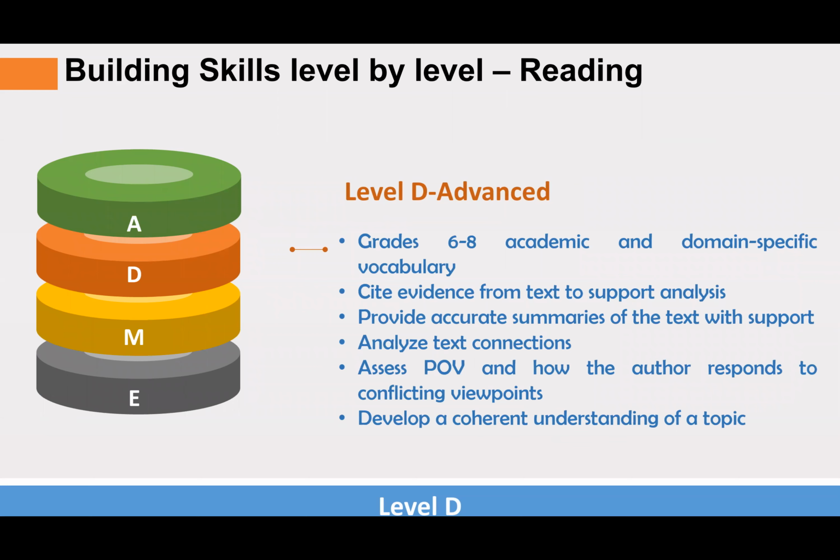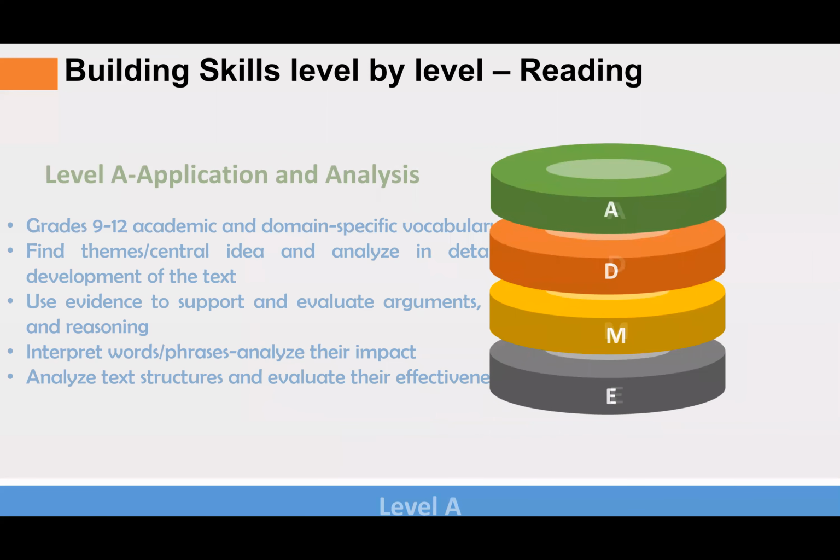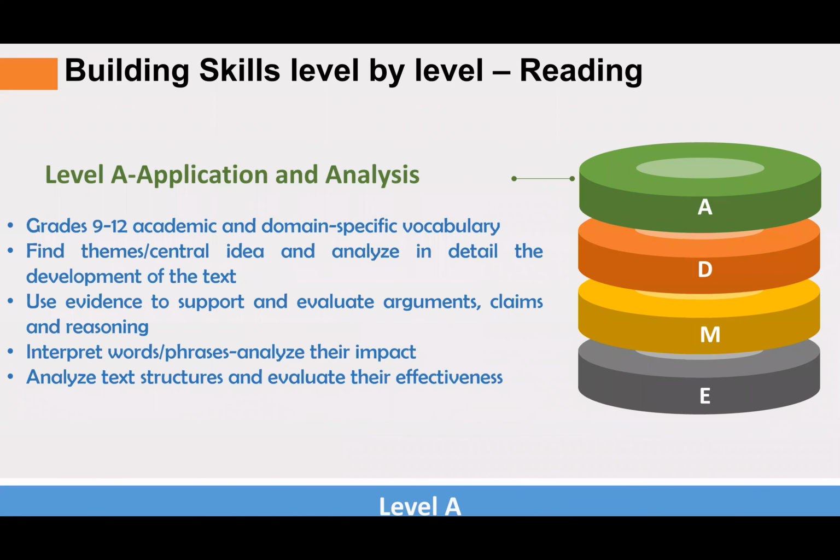At D level, students are expected to move to more advanced skills like citing textual evidence to support analysis, as well as inferences drawn from text. They'll need to develop more sophisticated analysis and assessment skills related to text connections and various points of view. And finally, at level A, students move to application and analysis-based skills like citing strong and thorough evidence to support analysis and inferences found in text structures and evaluating their effectiveness.